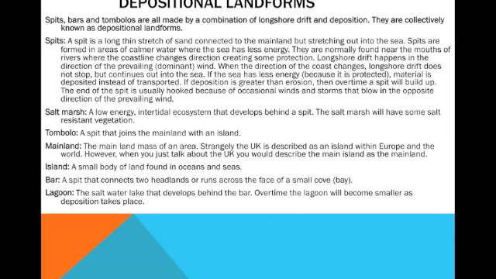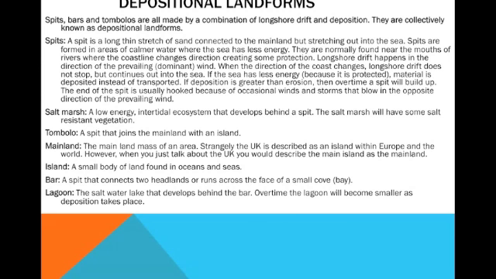A salt marsh. What is that? Well, it's a low-energy, intertidal ecosystem that develops behind a spit. The salt marsh will have some salt-resistant vegetation. Tombolo. This is a spit that joins the mainland with an island.